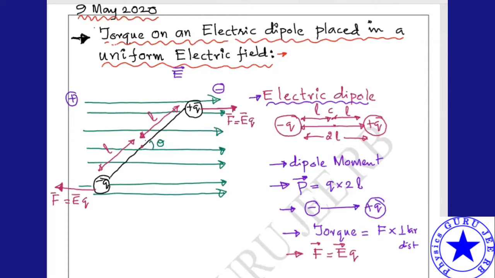Now, if you see these two forces, F equals EQ and F equals EQ, both are equal in magnitude but opposite in direction. So what can I write now? The net force acting is equal to 0, because both are equal in magnitude but opposite in direction. What is the meaning of net force being 0? Net force 0 means translational equilibrium. A very important point. A body is said to be in translational equilibrium when the net force is 0.